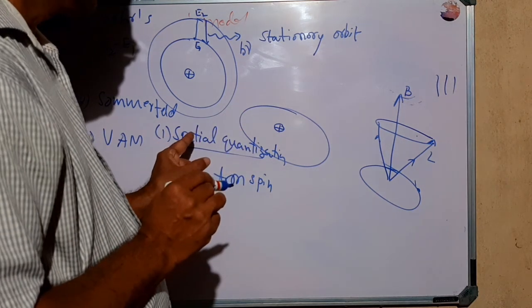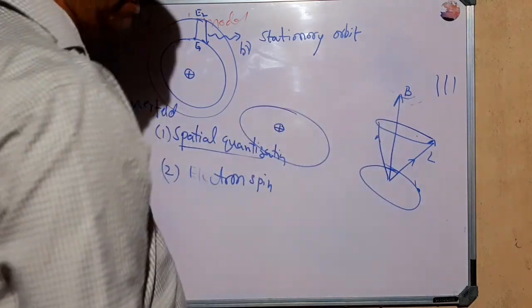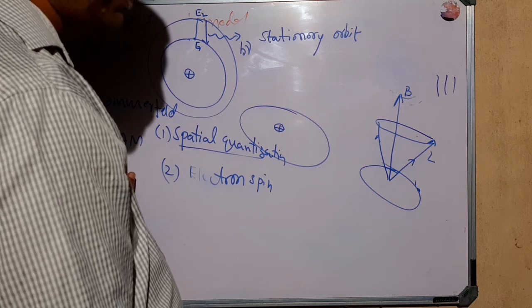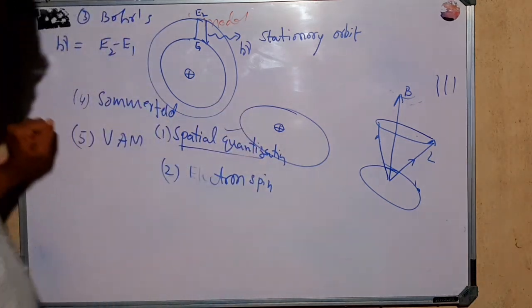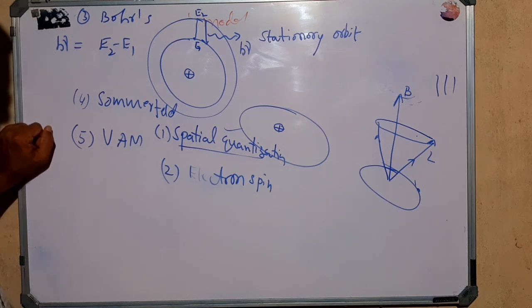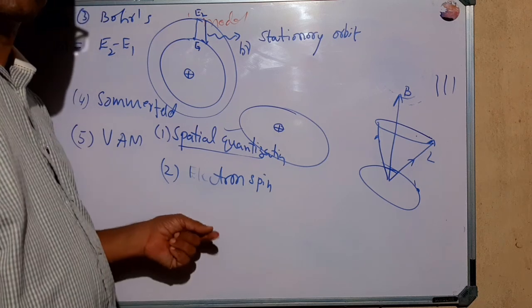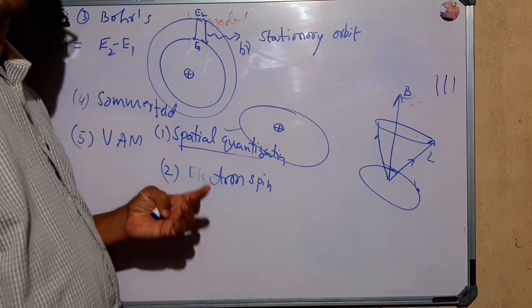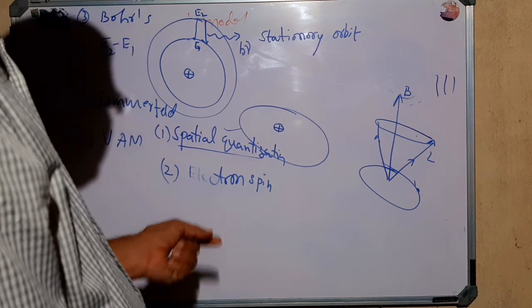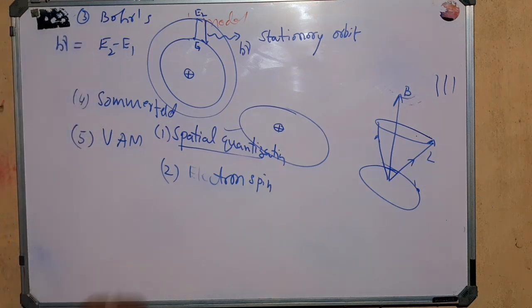That means electron orbits are quantized in space. N number of orientations are not possible. That is the concept we discuss under spatial quantization. And electron spin, this concept is introduced in order to explain the observations in the Stern-Gerlach experiment. That one you will study in atomic physics. So these are the two features of the vector atom model.